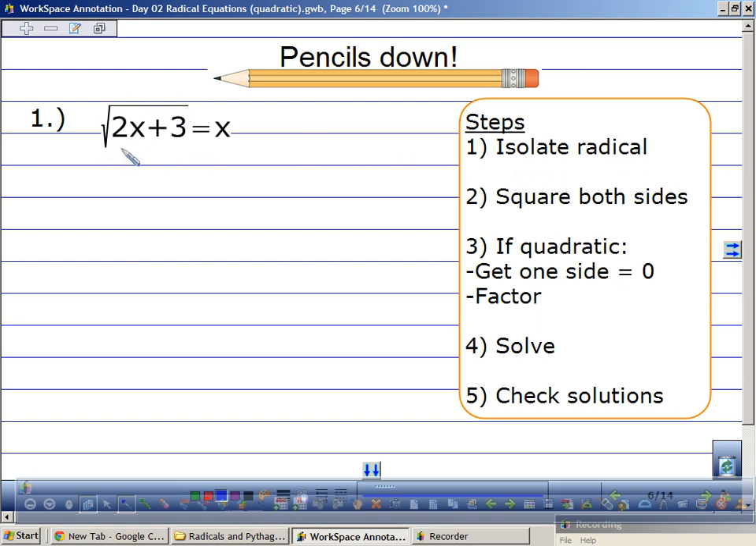Is the radical all by itself over here on one side? Yes, so I don't need to isolate the radical. Square both sides. So I'm going to square this side and this side. What happens when I square a square root? They cancel each other out. So I'm left with 2x plus 3 equals x squared. Now what?